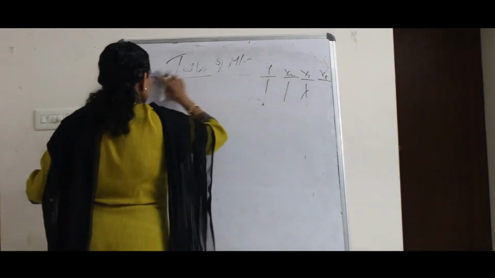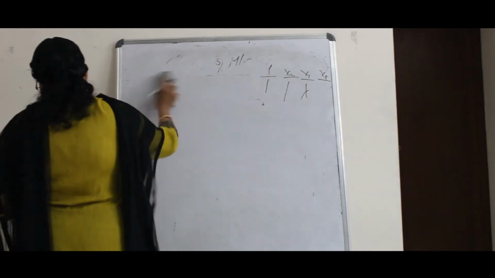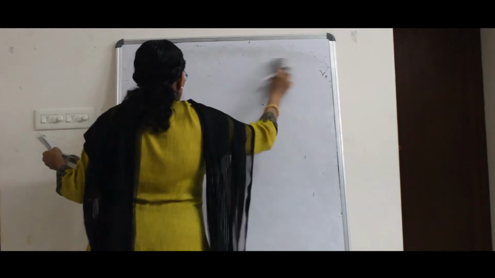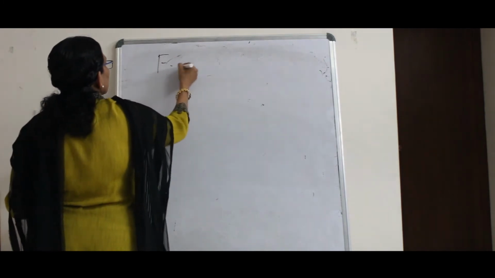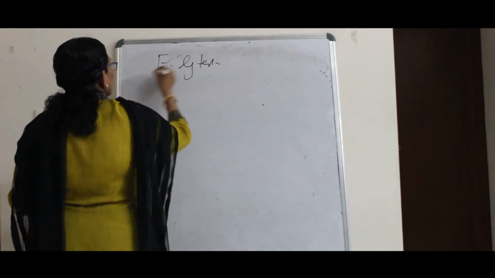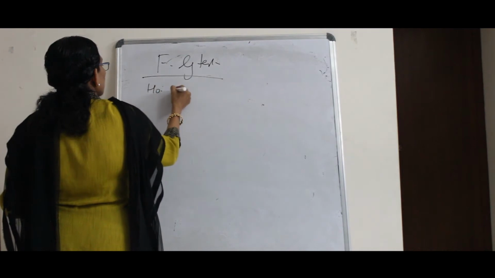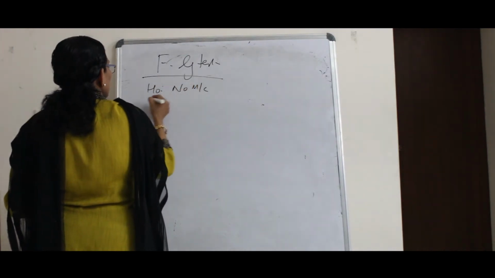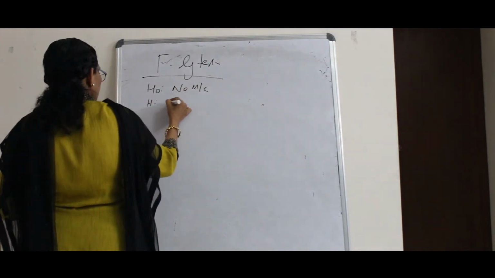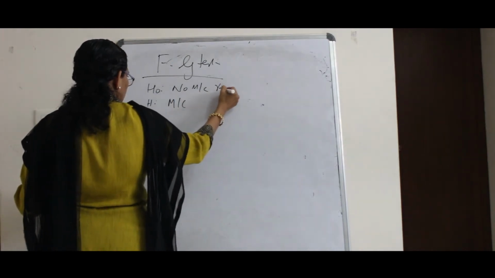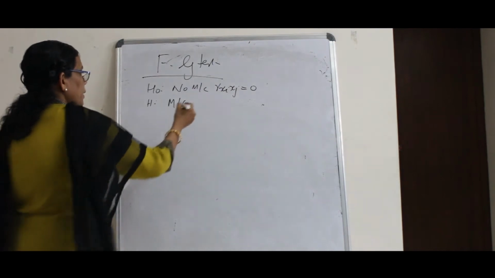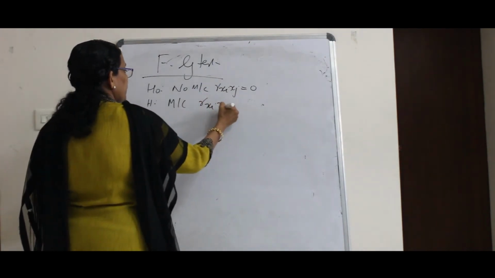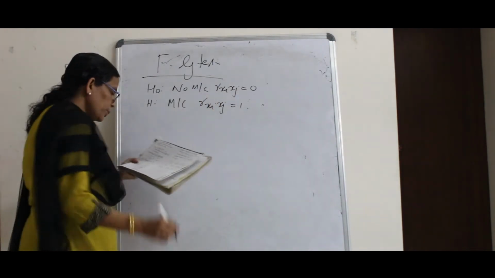Now the second test is the Farrar-Glover test for multicollinearity. So the null hypothesis is H0, there is no multicollinearity. H1, the x variables are multicollinear. That is R, xi, xj is 0, no perfect multicollinearity. And here perfect multicollinearity R, xi, xj is equal to 1.